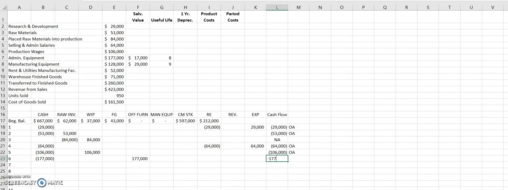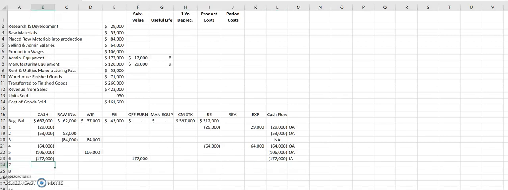This 177,000 that we just spent in this transaction, the sixth transaction, that was for that office furniture. Those are for long-term assets. Those are for long-lived assets. So there we're going to have an investing activity.